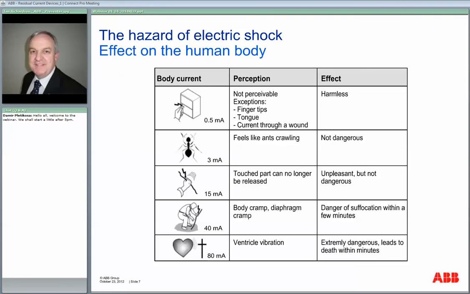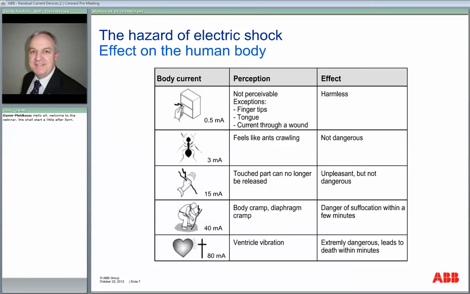At only 15 milliamps, we can get to a situation where you get a muscular contraction. So you can see here in the diagram, someone's grabbed hold of a cable. In the palm of their hand, you get a muscular contraction which will actually grab hold of that cable, make it quite difficult to release. The current will be flowing through the body. It will be unpleasant, not necessarily dangerous. It's only 15 milliamps. It will depend a lot on the circumstances of the actual situation where the person's getting that amount of current.